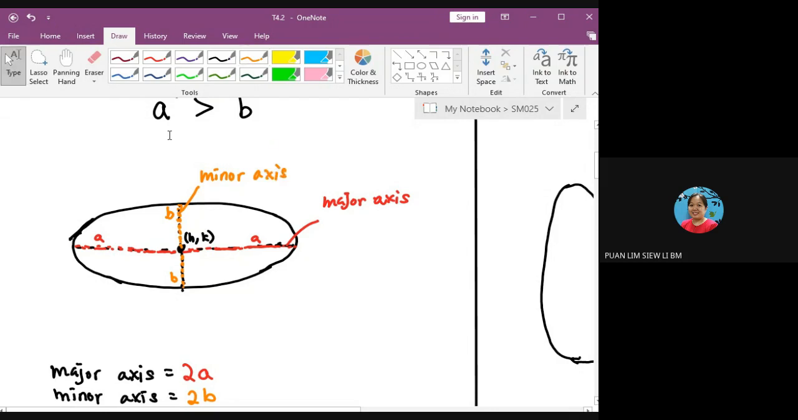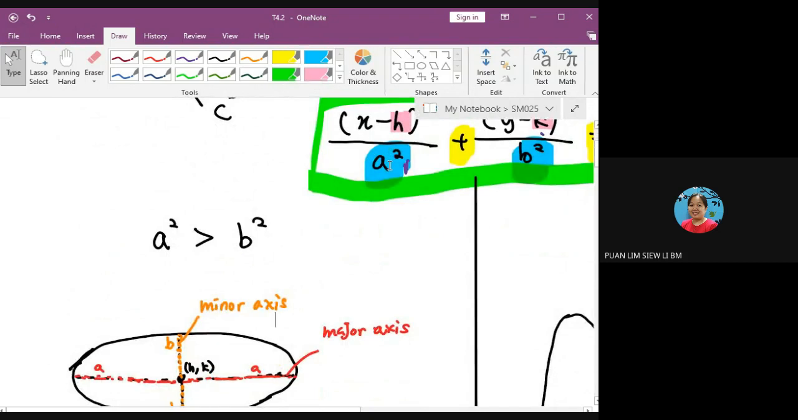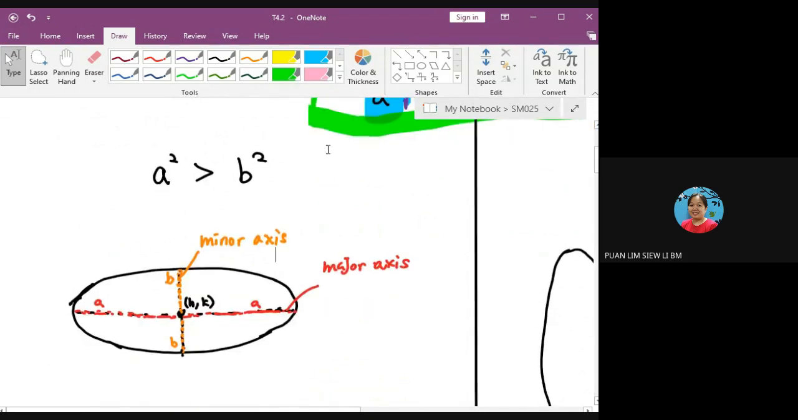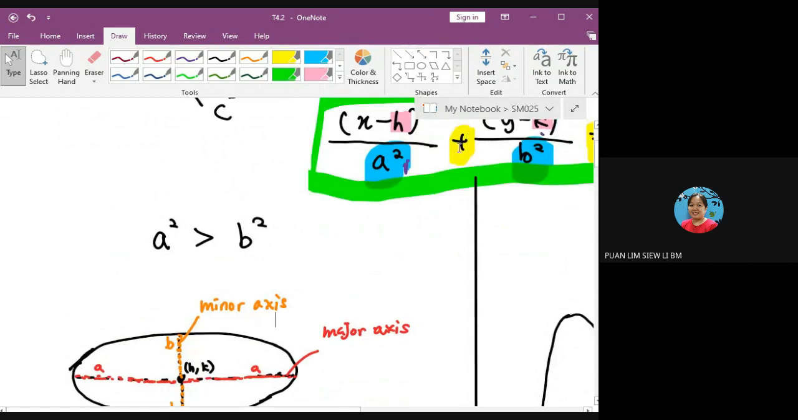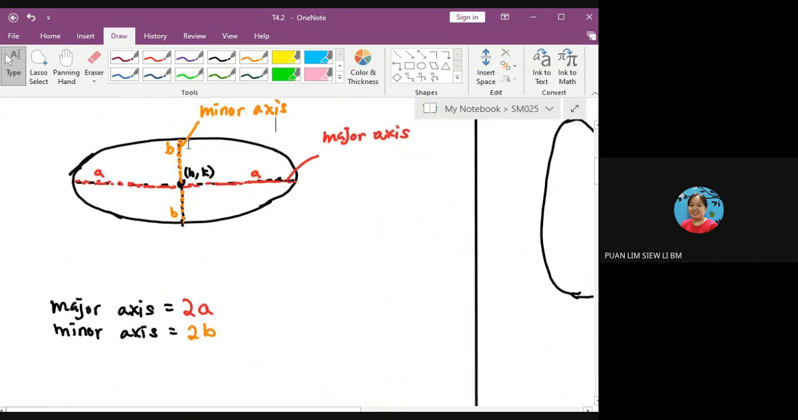Okay. Start back to the question, because benda yang di bawah X lagi besar daripada benda yang di bawah Y, bermaksud you punya ellipse adalah ditarik secara melintang. Bila melintang, you punya ellipse adalah jenis yang lepai macam ni. So therefore, major axis adalah yang warna merah, minor axis adalah yang warna orange. So panjang diorang adalah 2A, minor punya adalah 2B.